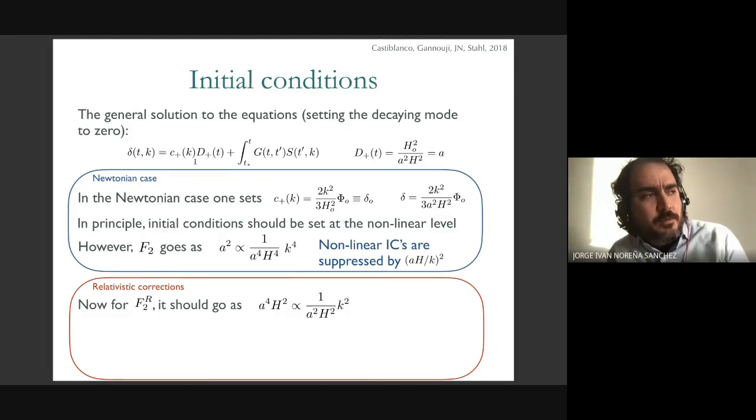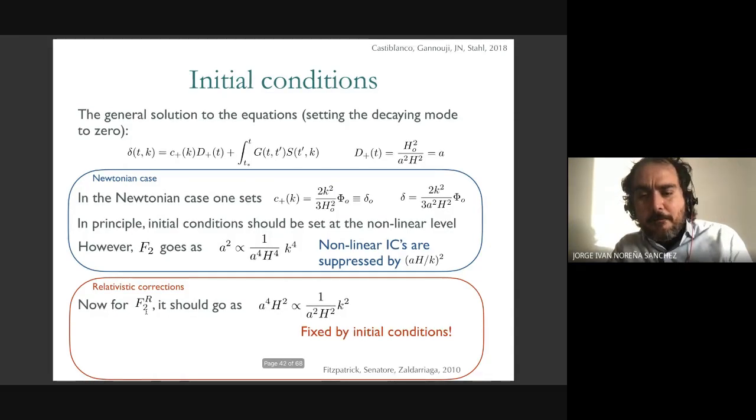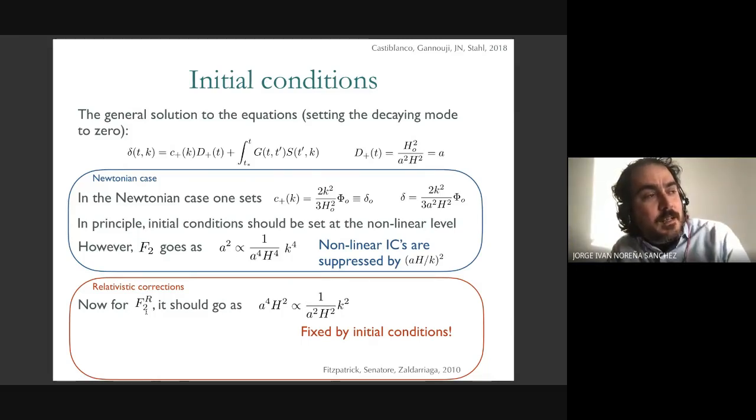So your delta 2, your matter density contrast at second order in the two gauges that we considered, grows like a squared simply by power counting in Newtonian theory. So it's fixed by your initial conditions. And so if you want to compute the second order bispectrum, you have to start by plugging in initial conditions at second order.